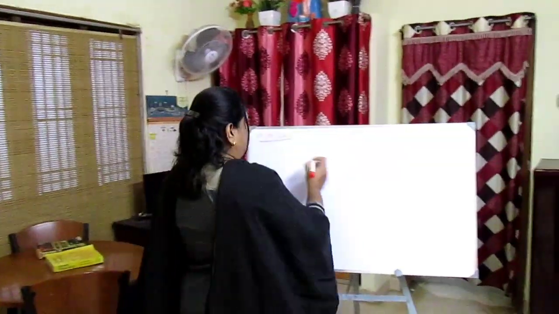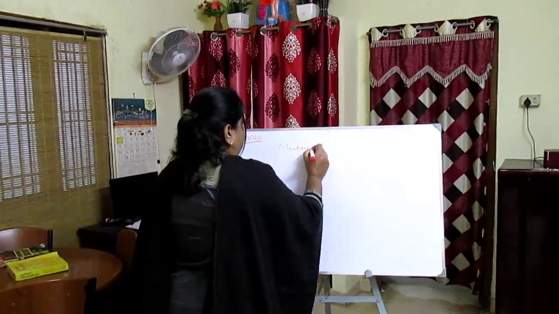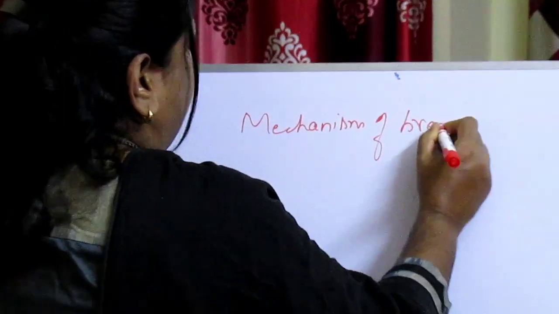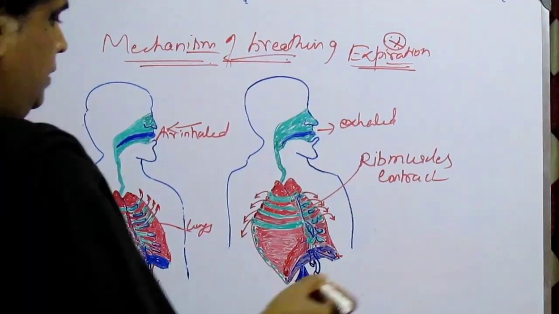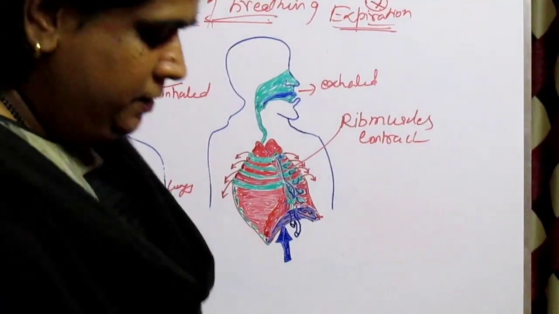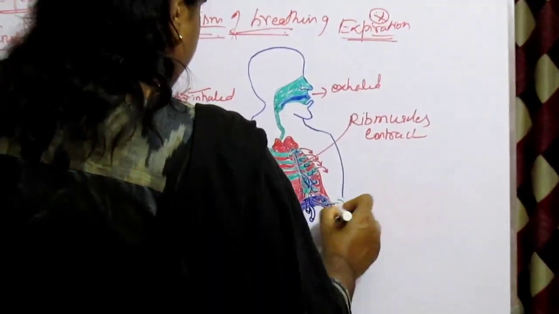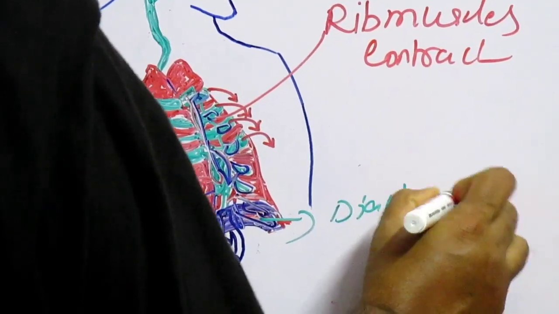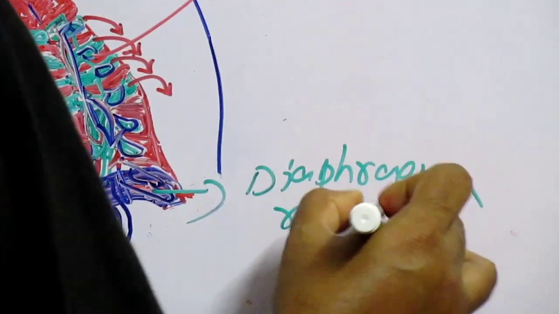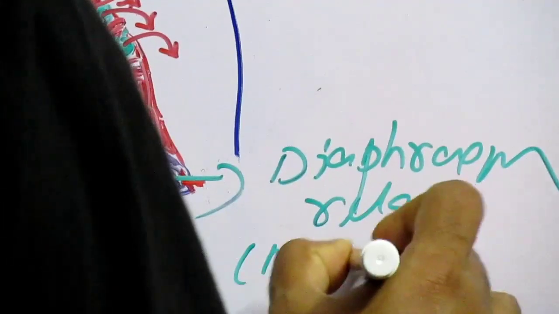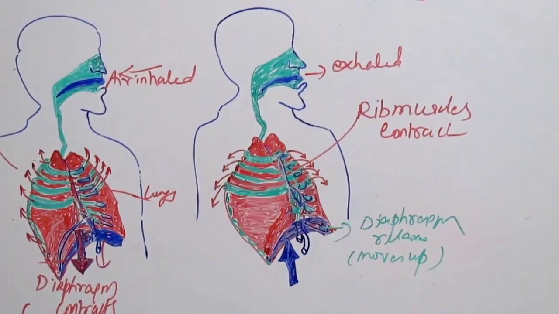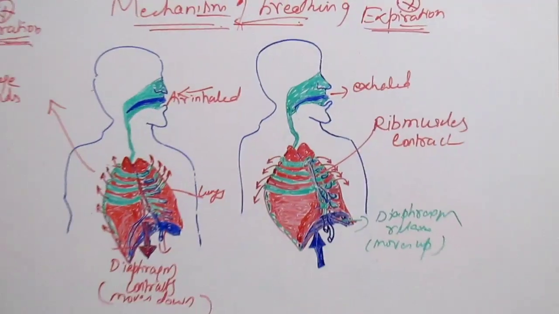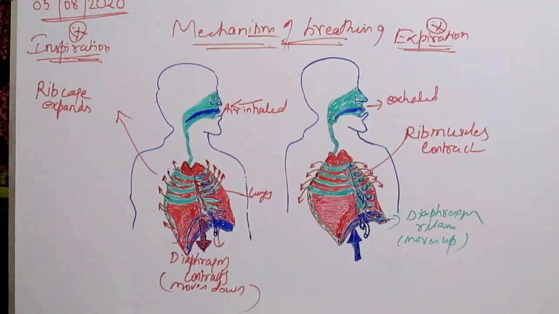Now, I will explain the mechanism of breathing in a diagrammatic way. Here the diaphragm relaxes, it moves up. This is a diagrammatic representation of the breathing mechanism in which inspiration and expiration are depicted.